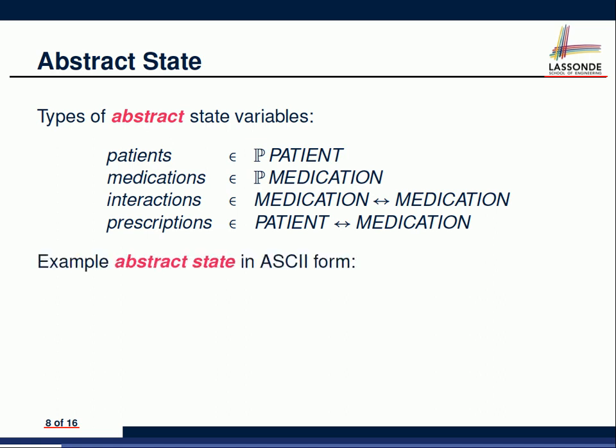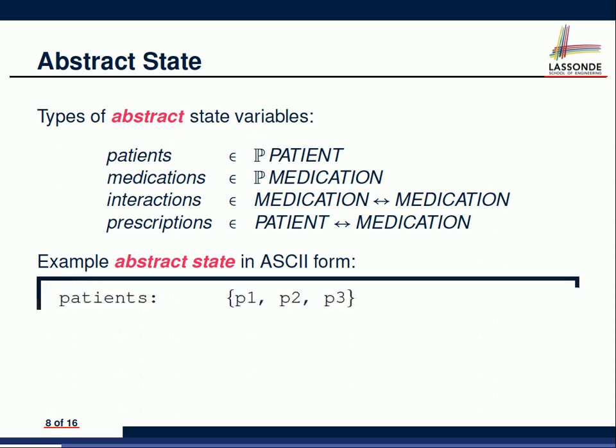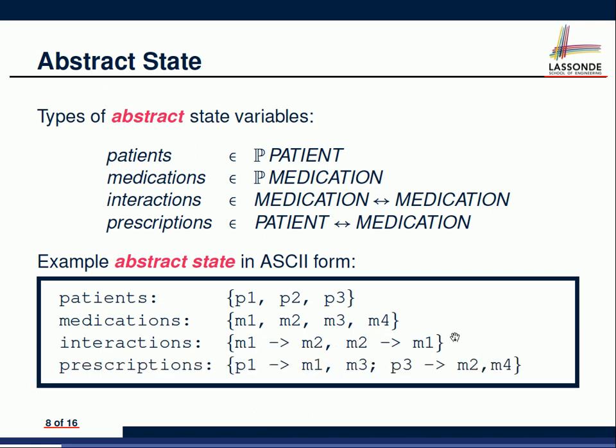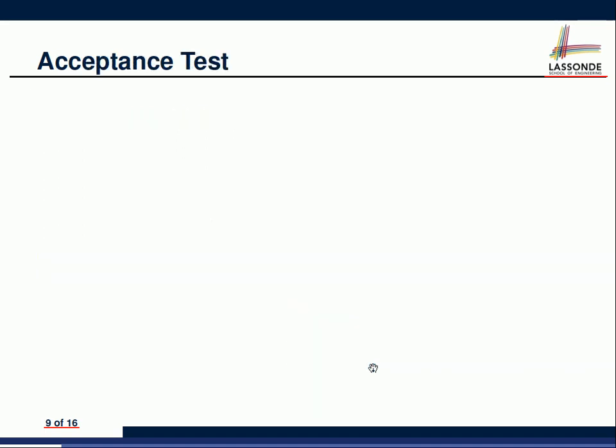And so now let's see some examples of this abstract state definition. You can see patients can be P1, P2, P3. Medication, M1 up to M4. So we say that in medication, M1 dangerously interacts with M2 and vice versa. And then we say in prescription, P1 is prescribed M1 and M3, etc. Okay? So given this information here, let's now write some acceptance tests, which I will show you.